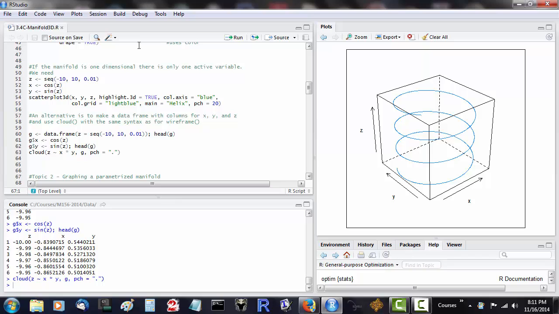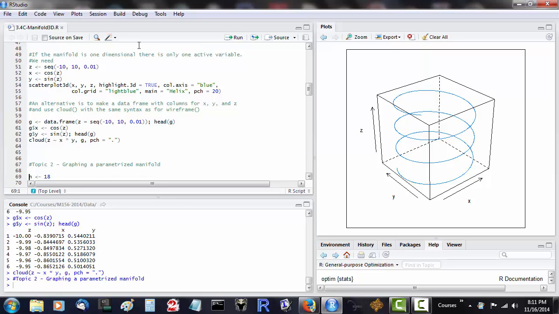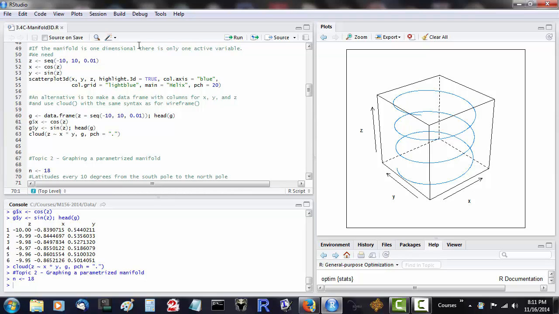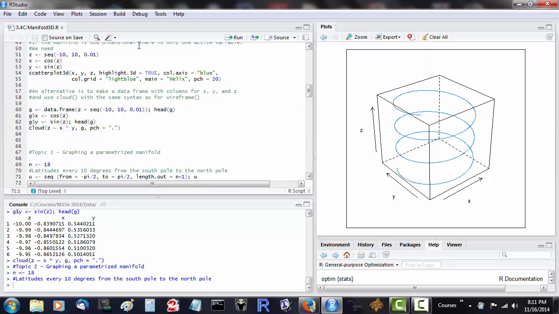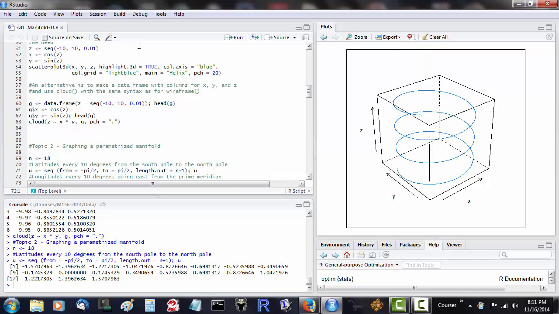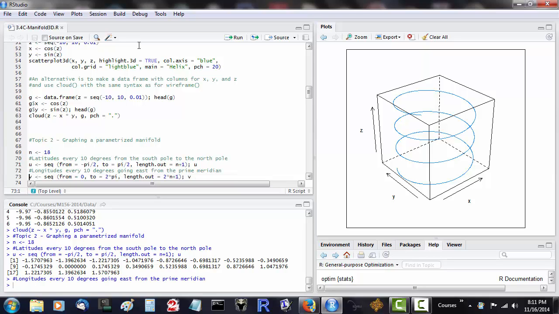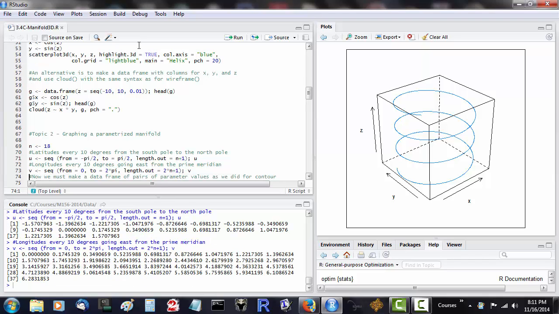You'll recall that in 2 dimensions, parameterized manifolds were the easiest to graph, and it's only slightly more difficult in R3. Now I'm going to try to get the entire unit sphere. I've chosen n equal to 18 because I want latitudes every 10 degrees from the South Pole going up to the North Pole. That means I actually need a sequence of 19 different values for latitude. There they are. And with longitudes every 10 degrees, I need 36 different longitudes running around the Earth.